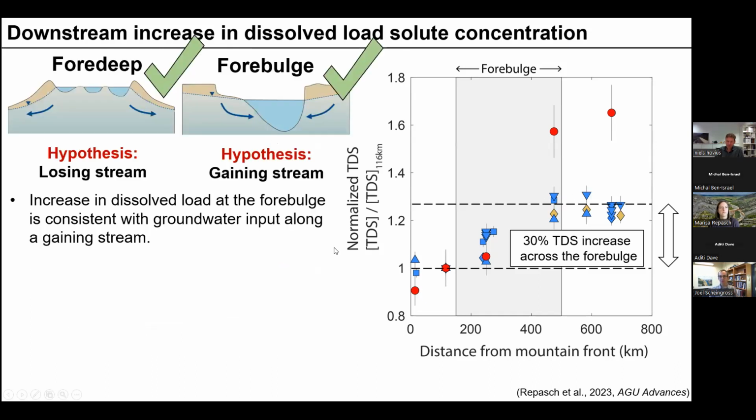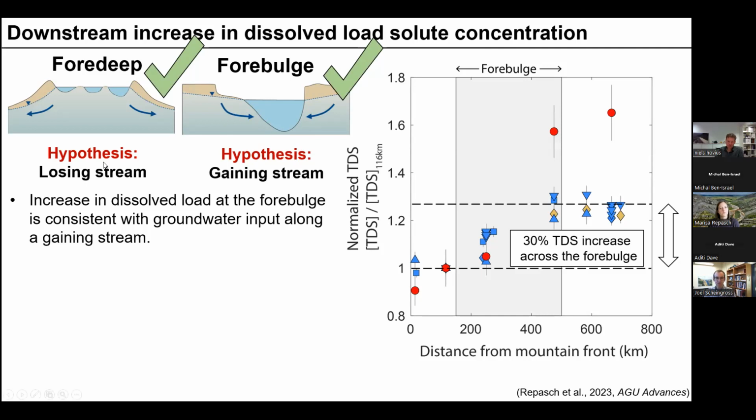So this seems to support really both of our hypotheses, that this increase in the solute load in the forebulge is consistent with the forebulge being a gaining stream. We know groundwater in this region has really high solute concentrations. We see an increase in solute concentration in the main stem channel. There's not really a lot of evaporation happening there, so we can't explain the increase in solute concentrations from evaporation. So the forebulge being a gaining stream seems the most likely explanation of this pattern.